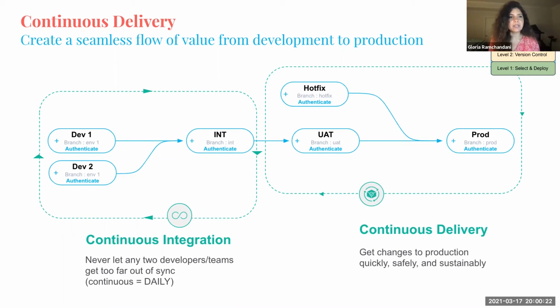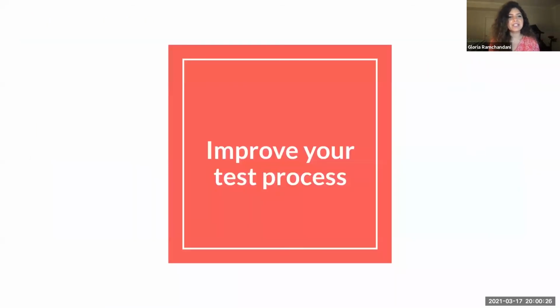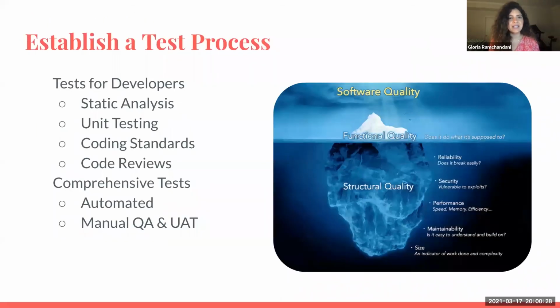Now, our next principle, our second to last principle, is improve your test process. Now, testing is a way of verifying quality, but we also need comprehensive tests before sending work to production. And you'll see here, this is the tip of the iceberg. And we'll see this is software quality, right? So at the top level, what you see at the surface level is functional quality.